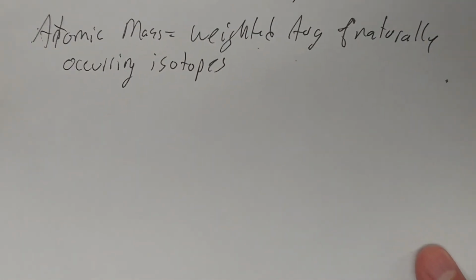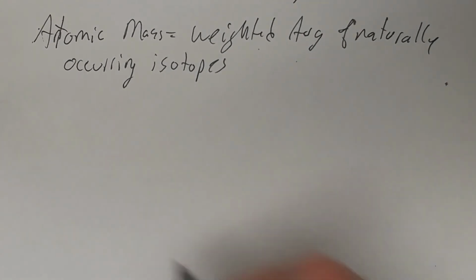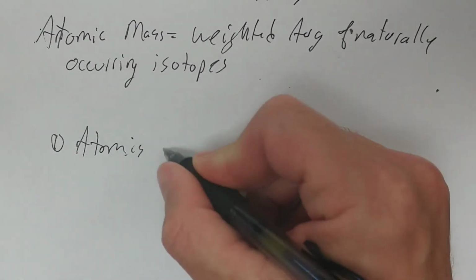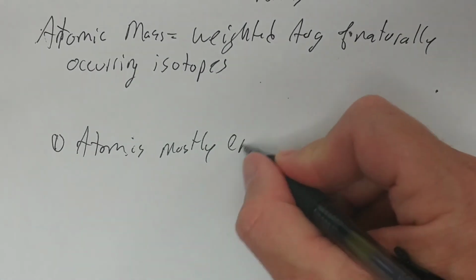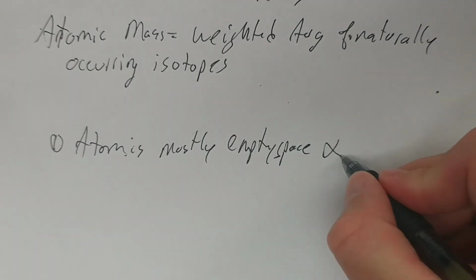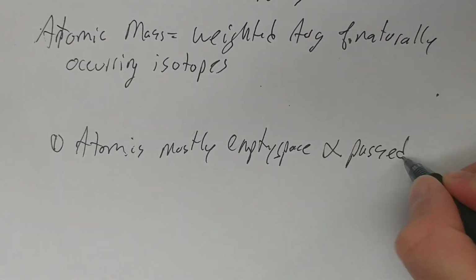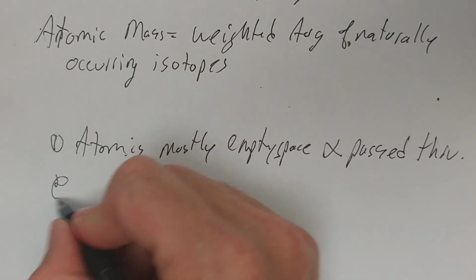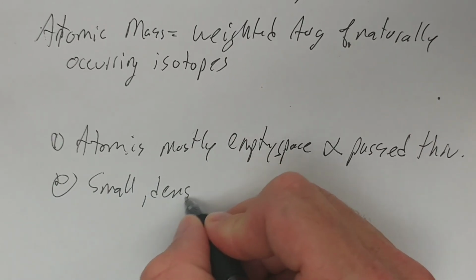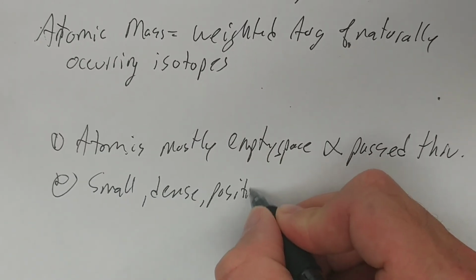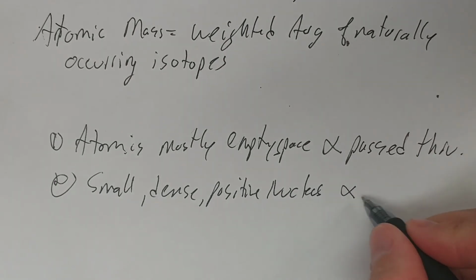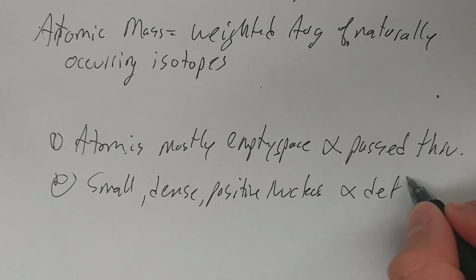You need to know the gold foil experiment. There were 2 conclusions. 1, the atom is mostly empty space. Why? Because the alpha particles passed through. 2, the atom has a small, dense, positive nucleus. Why? Because some of the alpha particles were deflected.